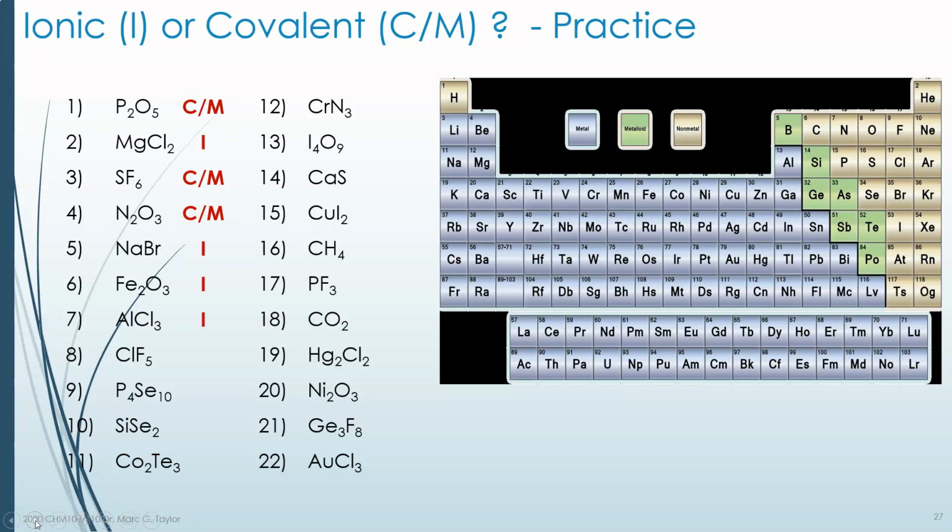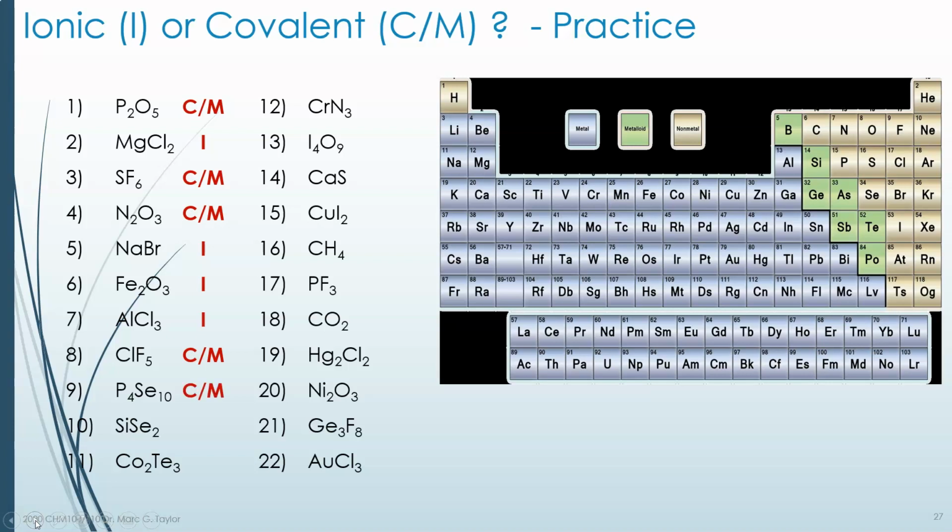Chlorine pentafluoride. And we'll learn how to name these later. But chlorine pentafluoride, chlorine and fluorine are both halogens. They're both non-metals, covalent. Tetraphosphorus decaselenide, or P4Se10. It's composed of phosphorus and selenium, both nonmetals, covalent.